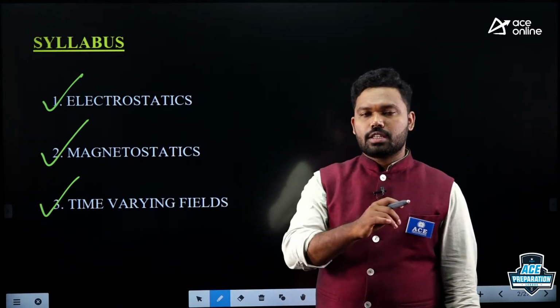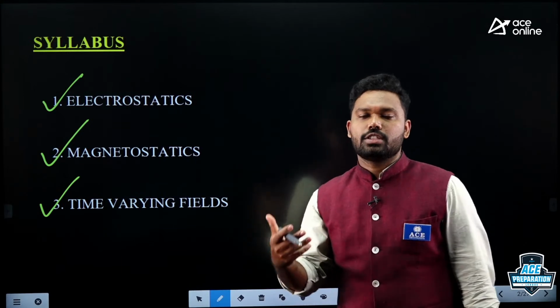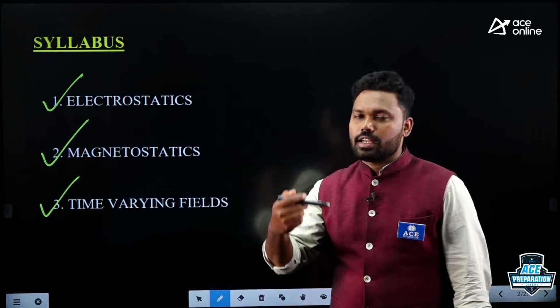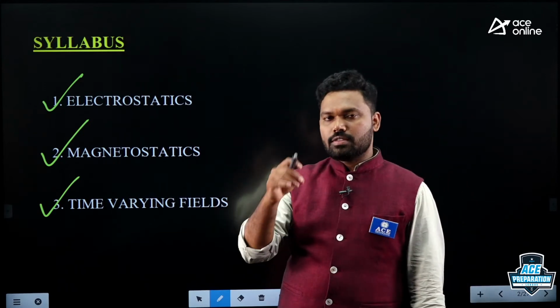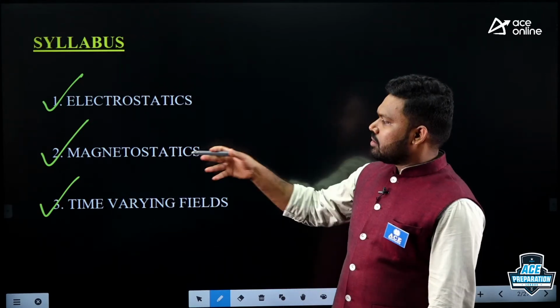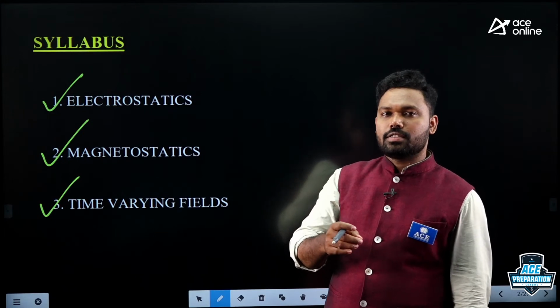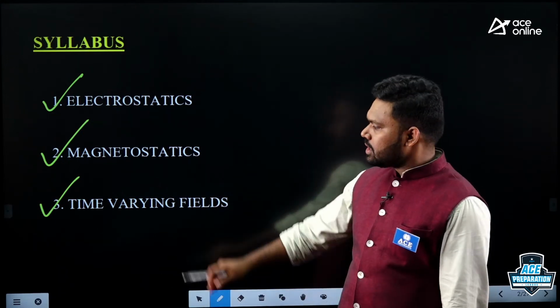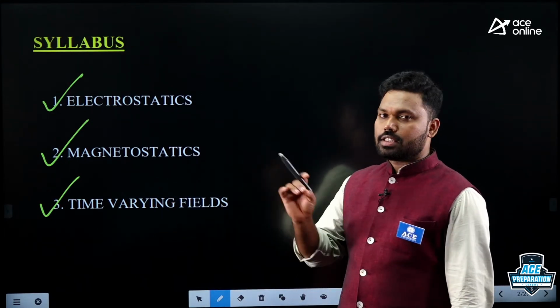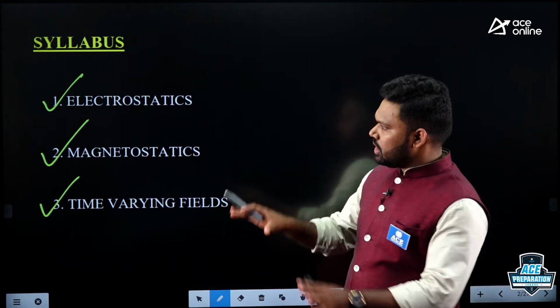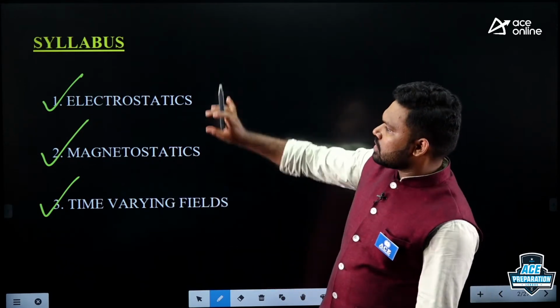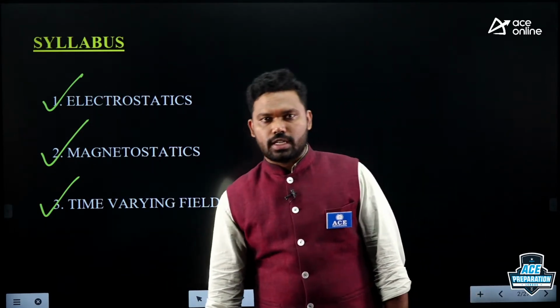If I keep this charge under motion, it constitutes the current, and the current carrying conductor will have a magnetic field around it. So electrostatics is the study of charge which is at rest, and magnetostatics is the study of charge which is under motion. Time varying field is the study of charge which is accelerated or decelerated.